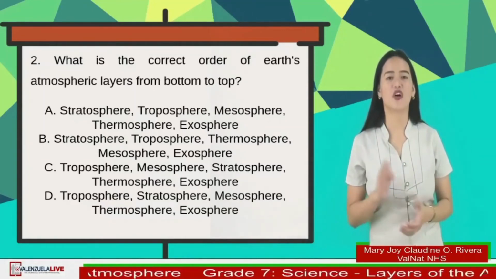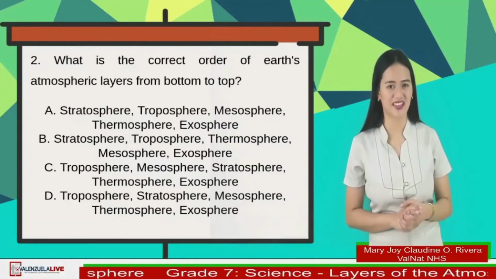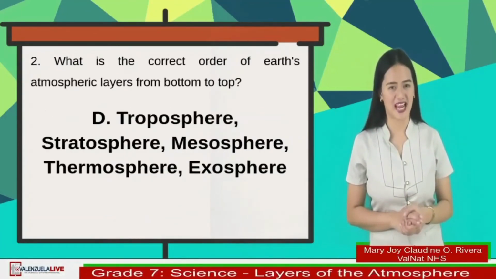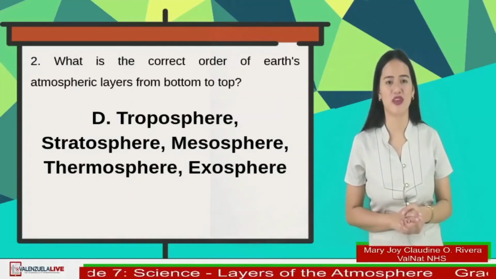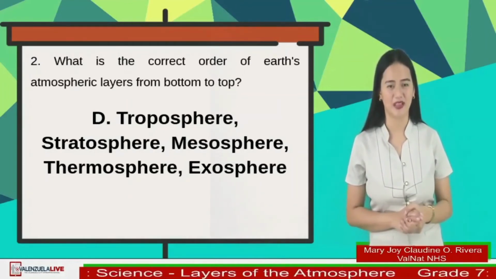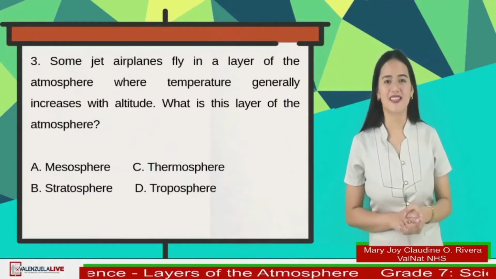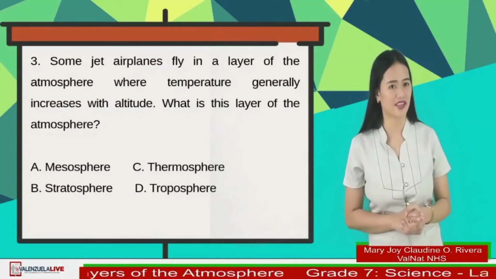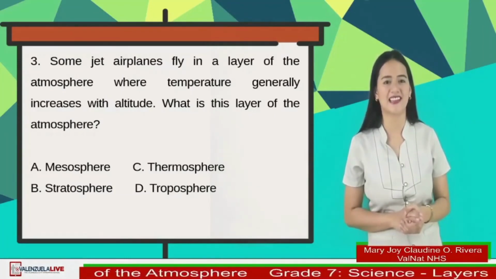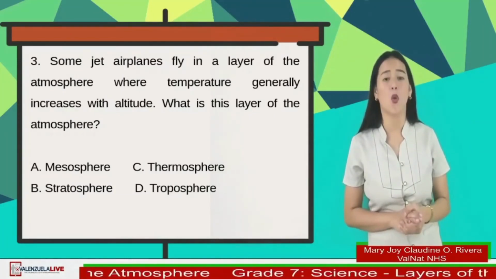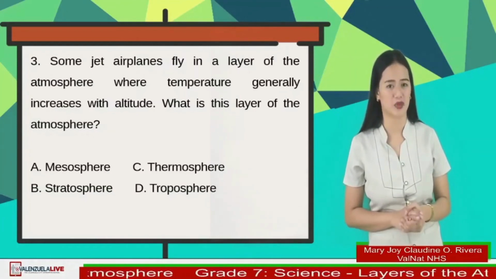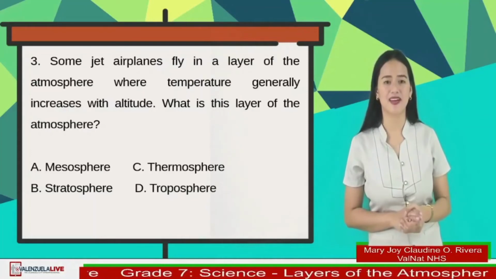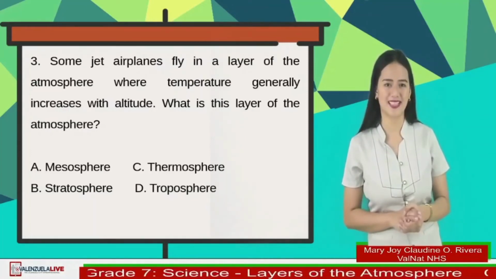Brilliant! The correct order of Earth's atmospheric layers from bottom to top is letter D. Troposphere, stratosphere, mesosphere, thermosphere, and exosphere. Number 3. Some jet airplanes fly in a layer of the atmosphere where temperature generally increases with altitude. What is this layer of the atmosphere? Is it A. Mesosphere, B. Stratosphere, C. Thermosphere, or D.